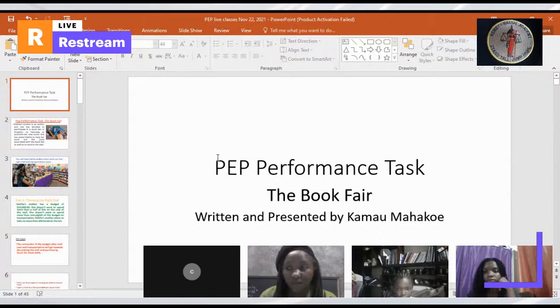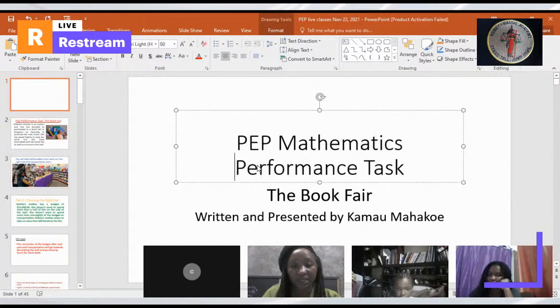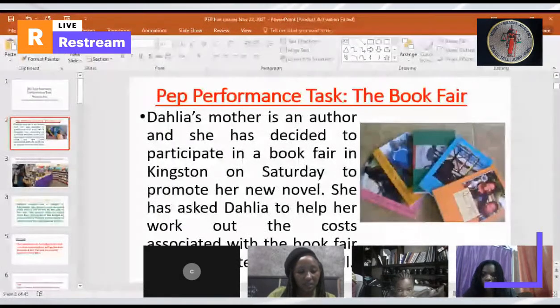For those who are not familiar with this format, you'll say, why so many words? It's a mathematics performance task. Why so many words? But you have to get used to this. This is the format. So let's go back to the first question.